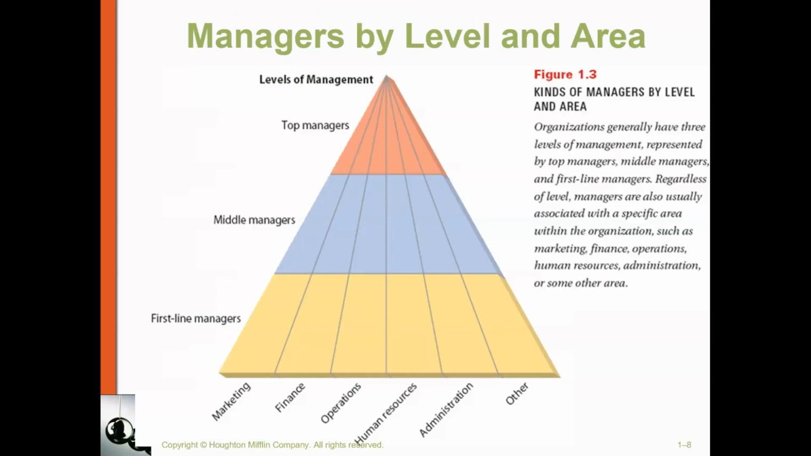So we can also look at managers not only by the level of management they're in, but also the area they're in. So as you can see along the bottom here, we have a marketing department, finance, operations, human resources, administration, and any other department. We can have first line, middle, and top managers in each area.